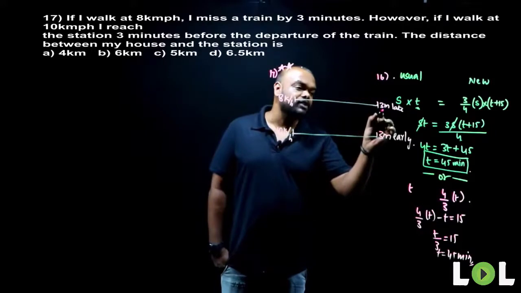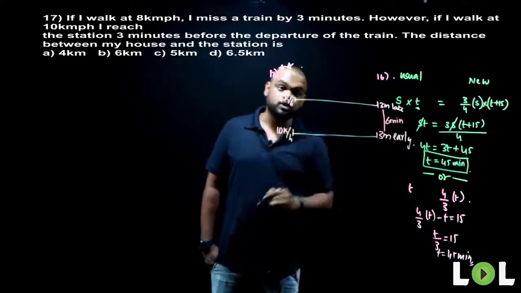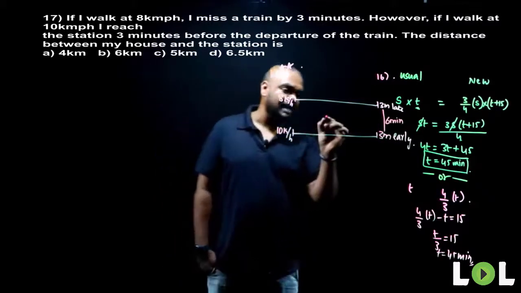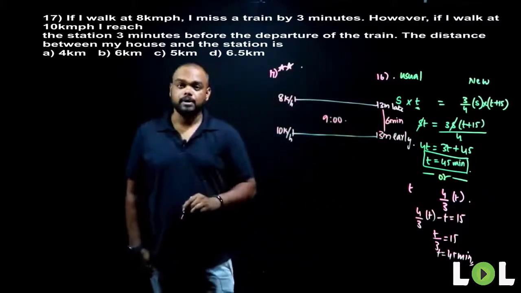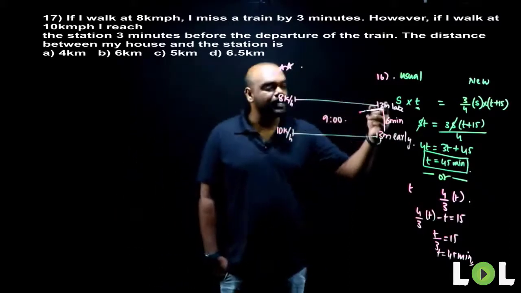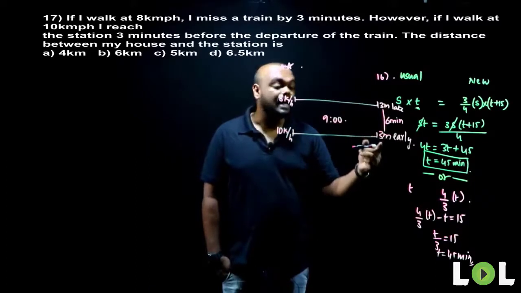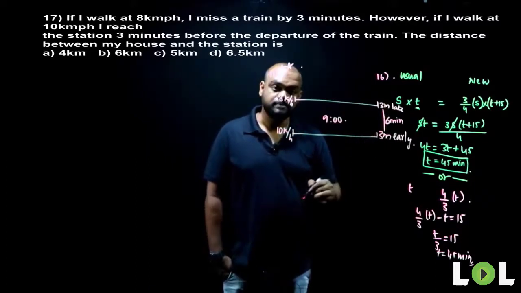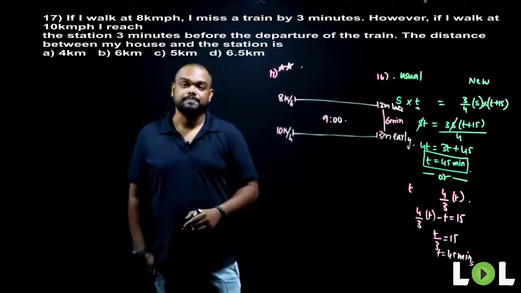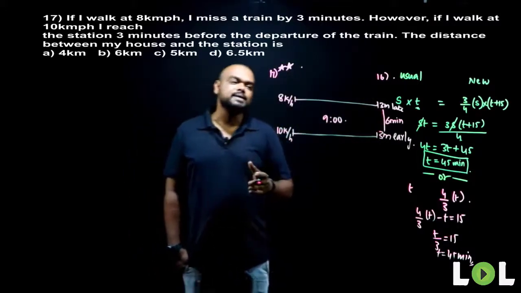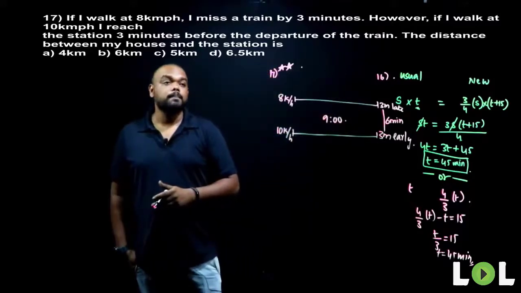So what is the time difference between the first day and second day? It is 6 minutes. It is not 3. Why? Let us assume my train time is 9 o'clock. When I'm 3 minutes late, I'll arrive at 9:03. 3 minutes early means I'll arrive at 8:57. So 8:57 to 9:03. What is the time difference? 6 minutes. Now what do I want here? What is the distance between my house and the station?